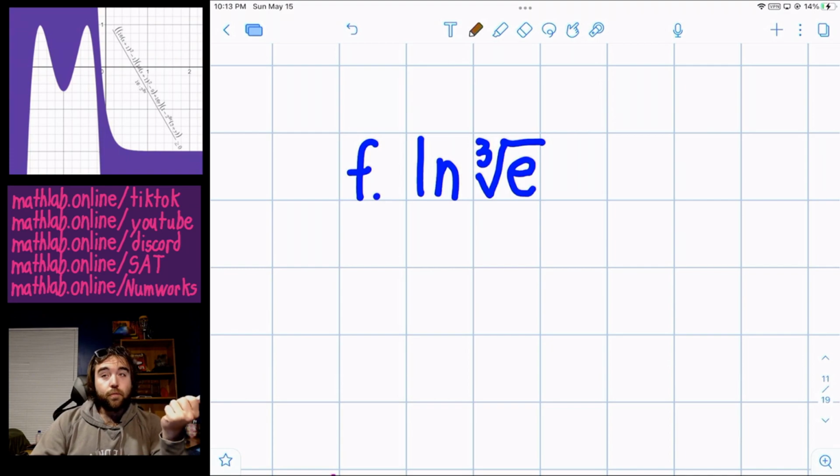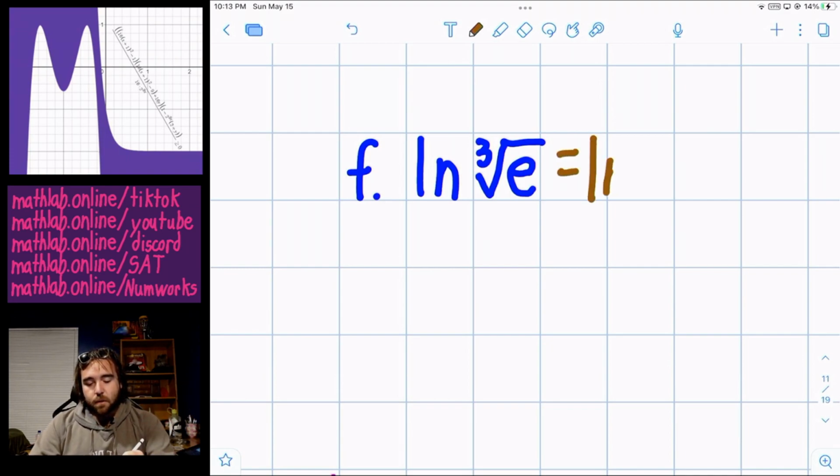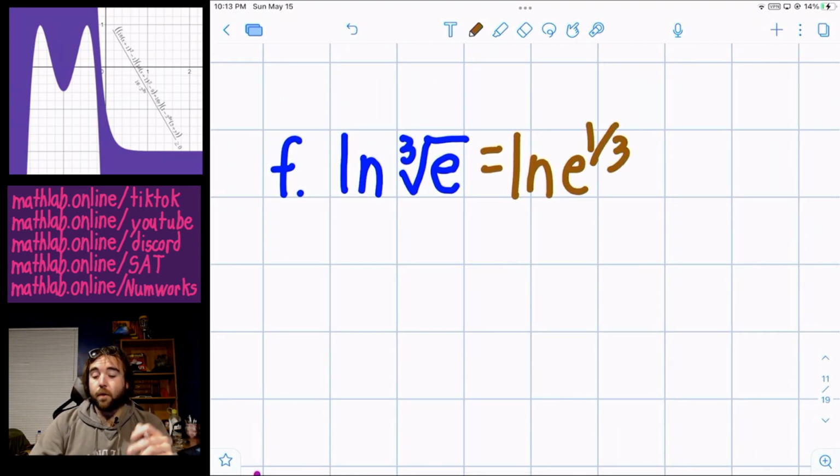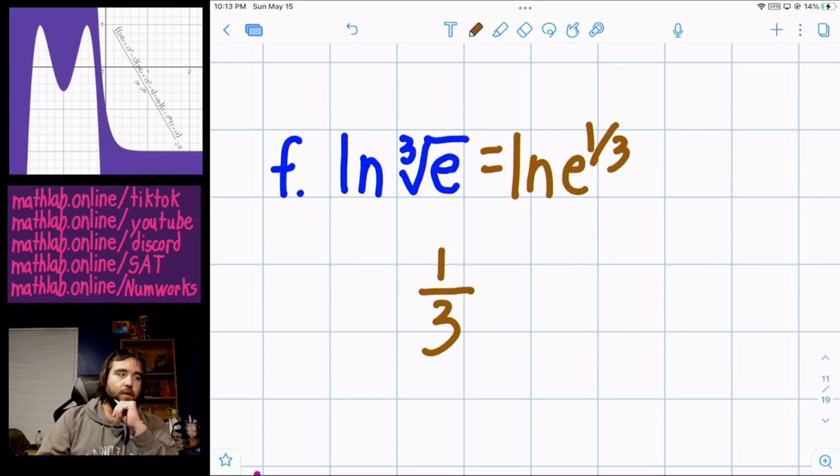Then ln of the cube root of e. So you've got to remember, how do you write that as an exponent? Ln of e to the 1/3. So e to what power gets you e to the 1/3? So the answer is just 1/3.